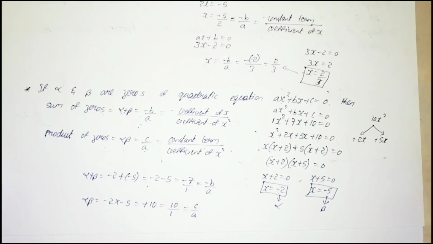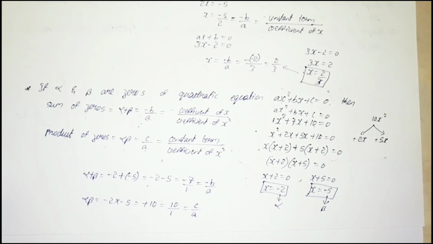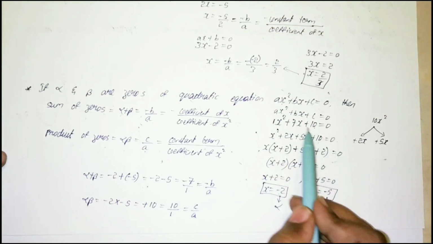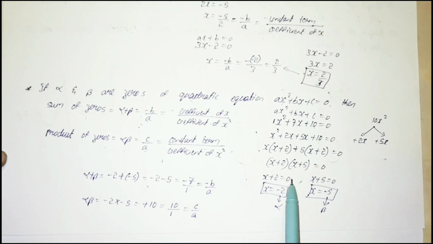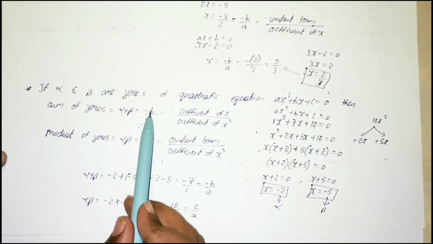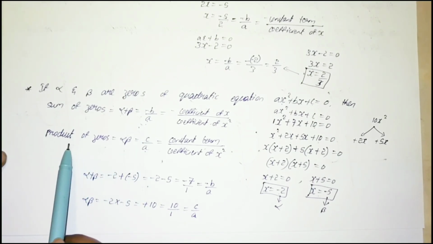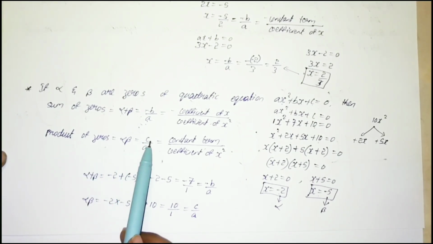Right? So if we take any quadratic polynomial and solve it by using the splitting the middle term method, we'll get two values. If we add those two values, then that value will be equal to minus b by a, and if we multiply those two values, nothing but those two zeros, then that value will be equal to c by a.